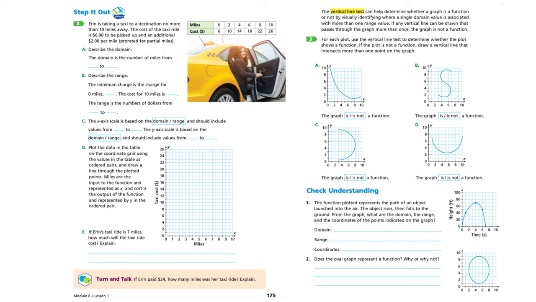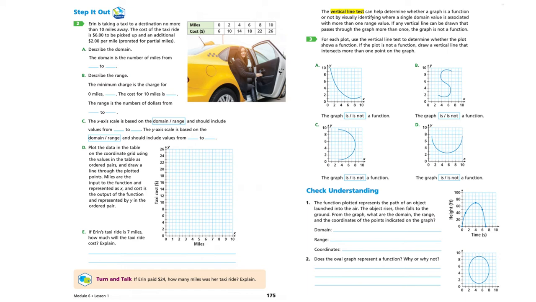And then E, if Aaron's taxi ride is 7 miles, how much will the taxi ride cost? So you can use your graph that you've created from this table as a visual, but then you can also use the table to make sure that you have it pinpointed in the right spot. So it's 7 miles, it's going to be between 6 and 8, so that should be fairly easy to see on the graph and also to be able to figure out from the table. So pause here and work on that, and then we can go on to number 3.